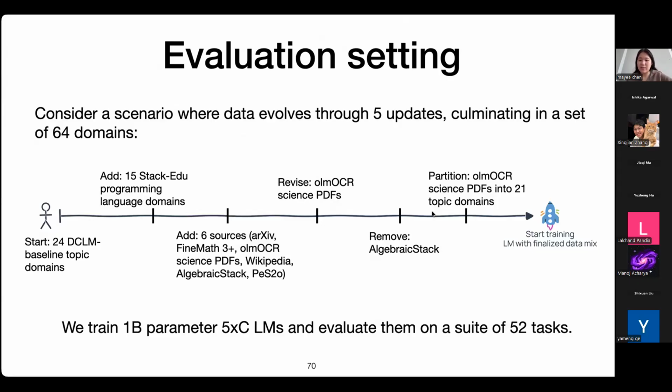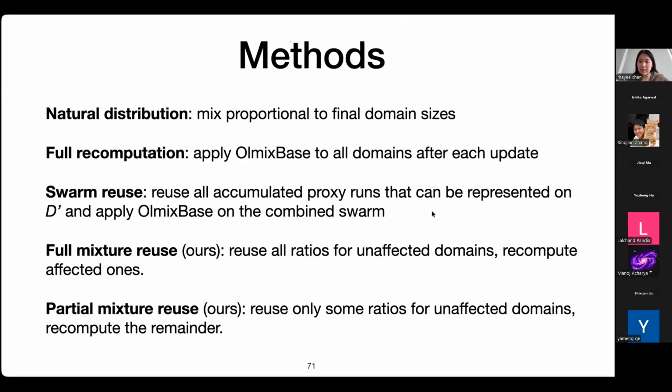So this gives us 64 domains at the end of the process, and we are going to train 1 billion parameter models and evaluate them over our 52 tasks and see what is an efficient mix that we can do in this process. So we'll go over some methods we consider.